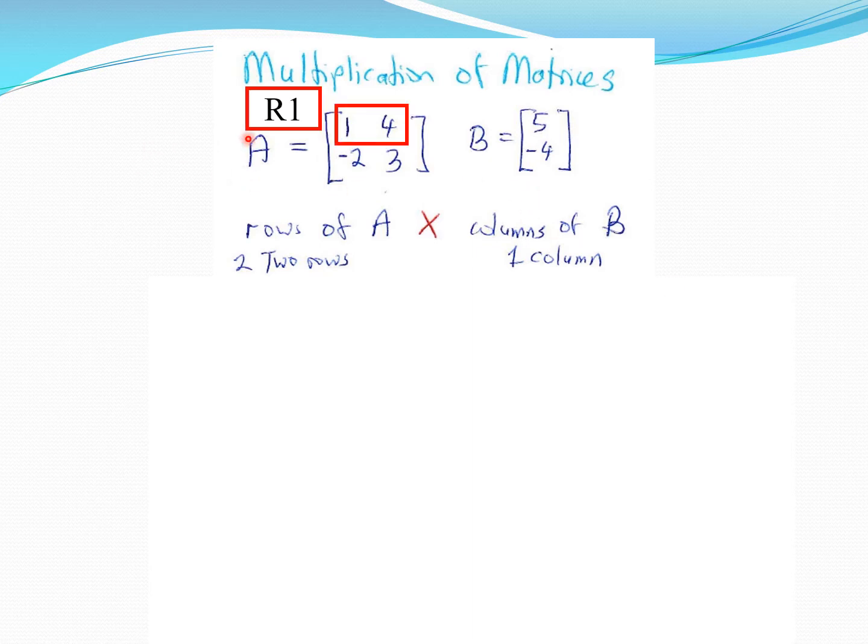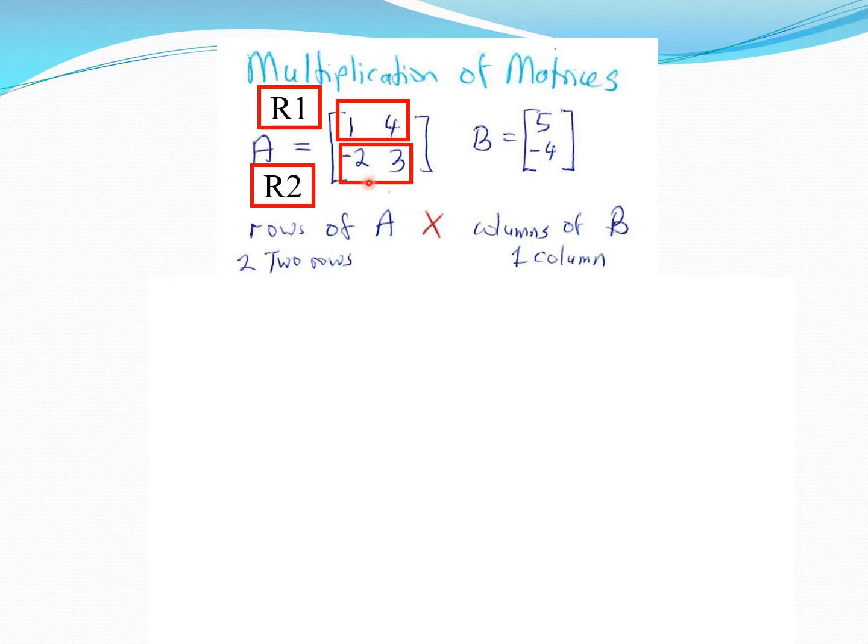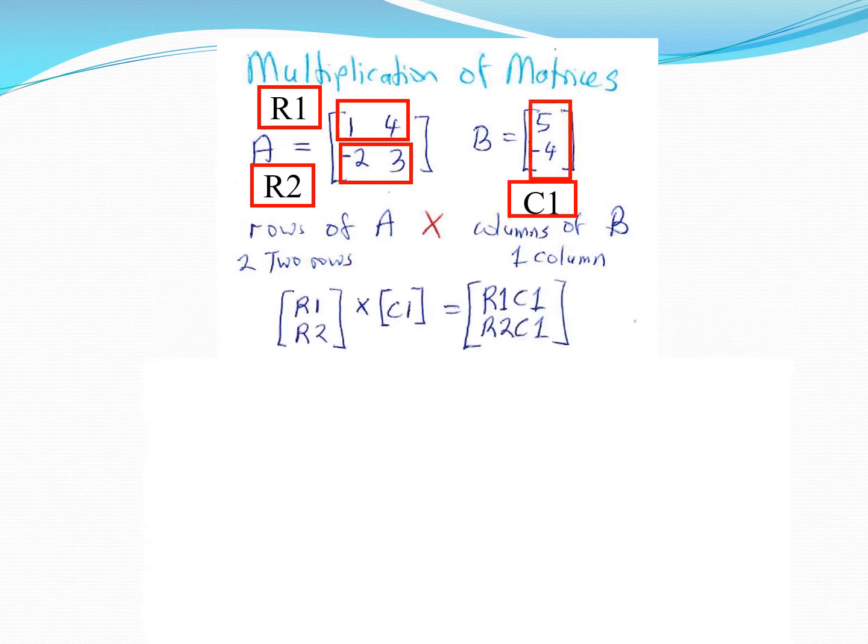So there's row 1 of A, just to highlight it. There's row 2 of A, and there's column 1 of B. So how do we multiply a row by a column? Just for summary purposes, we've got row 1 in matrix A, row 2 in matrix A, and column 1 in matrix B.